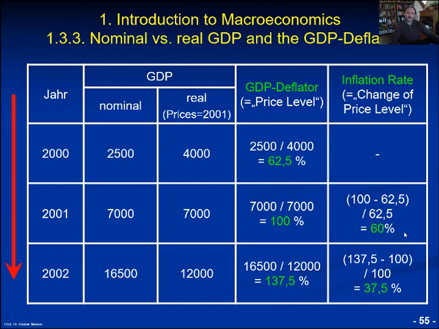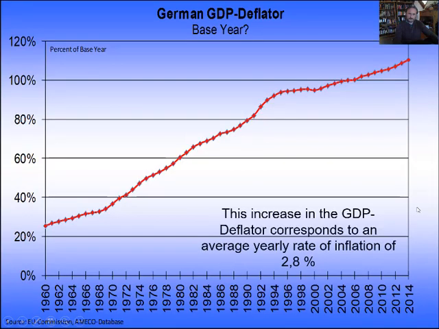So this is the inflation rate from the year 2000 to the year 2001. The percentage change of the price deflator. According to the same formula, the inflation rate from the year 2001 to the year 2002 is 37.5%. And that is now the 100% accurate inflation rate for this economy. So this is our simplified example.